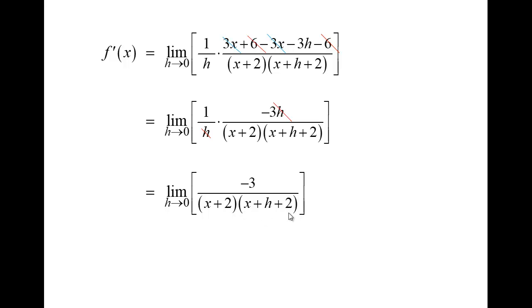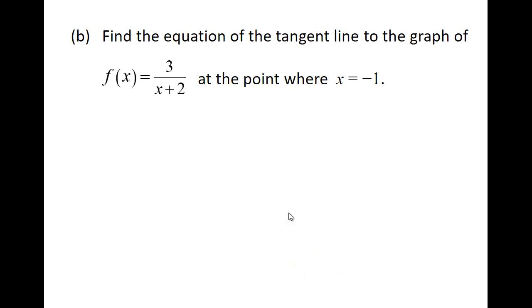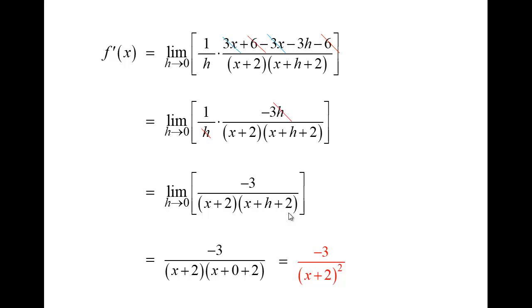And now as h goes to 0, we get negative 3 over x plus 2 times x plus 2, which is negative 3 over x plus 2 squared. We obtained that the derivative of the given function is negative 3 over x plus 2 squared.